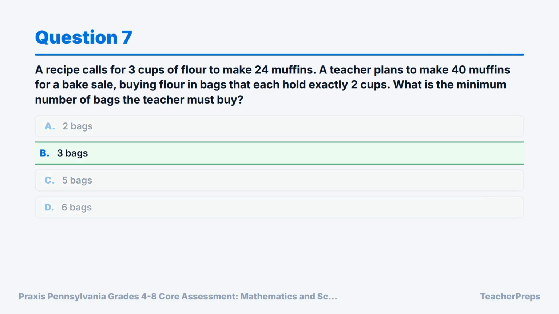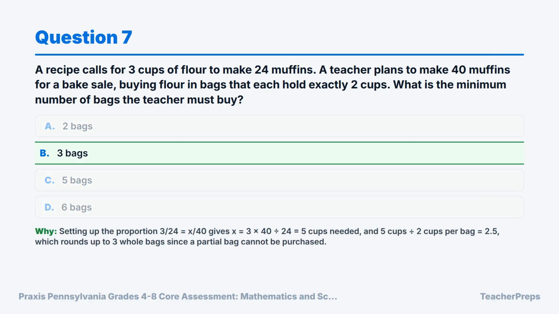The correct answer is B, 3 bags. Setting up the proportion 3/24 equals x/40 gives x is equal to 3 times 40 divided by 24, which is equal to 5 cups needed, and 5 cups divided by 2 cups per bag equals 2.5, which rounds up to 3 whole bags since a partial bag cannot be purchased.